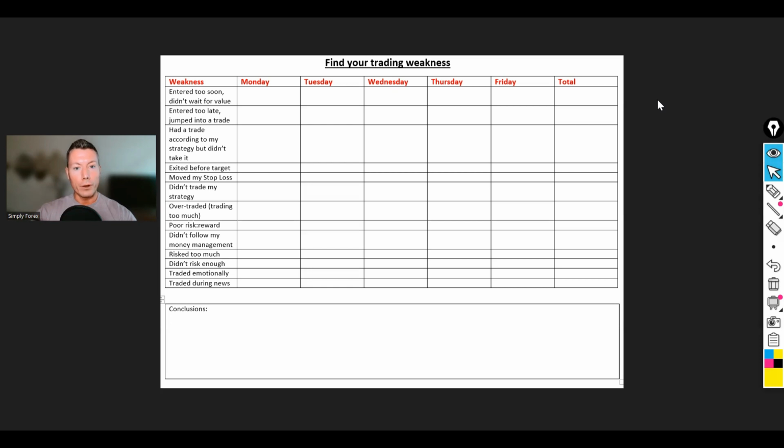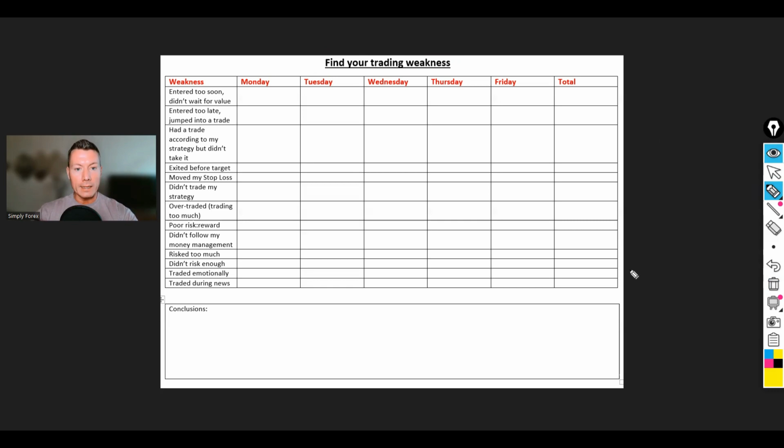As you can see on my screen, guys, this is a simple checklist of things we do wrong. And we're going to do this checklist throughout the week. I suggest all of you do this. This is obviously a picture, but I will put a Word document into the VIP Discord, you can find it in there. So the title of this is Finding Your Trading Weakness. It does what it says on the tin.